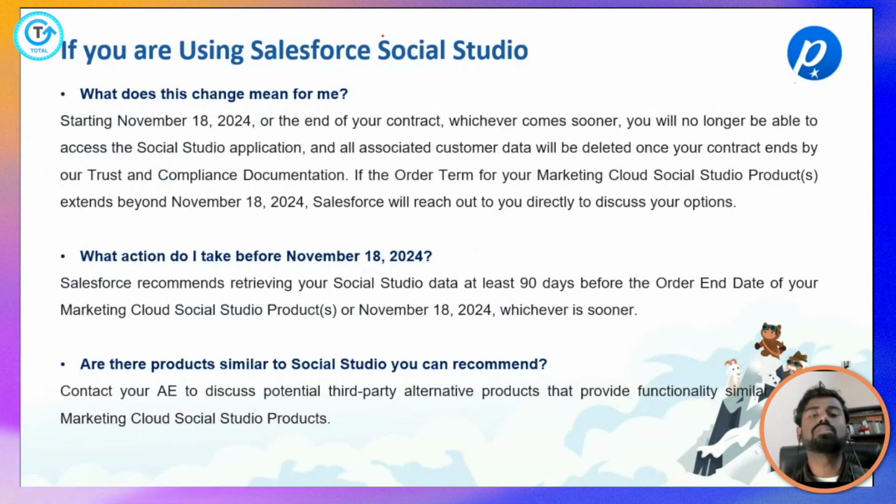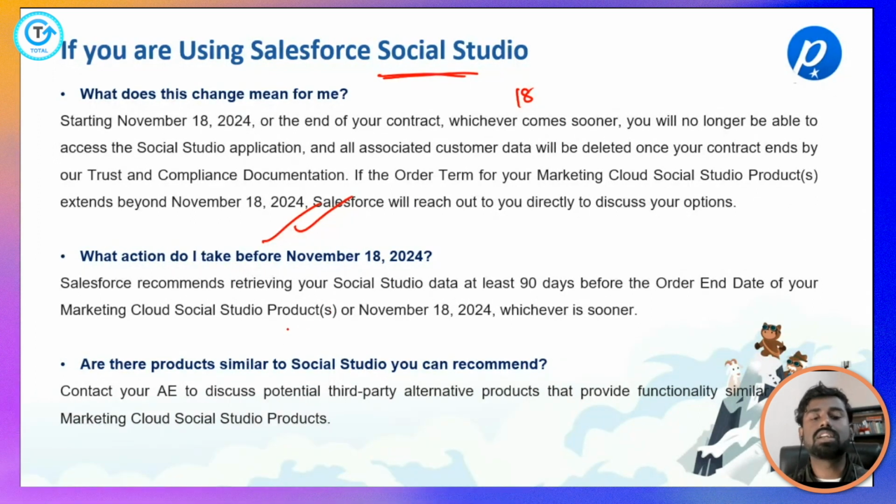So I told you about the Salesforce Marketing Cloud. Social Studio is going to be closed from 18th November 2024. You can take a screenshot of this if you want. So what does this change mean? It means it is going to be closed. If you have a license, it will expire, or it will be non-functional after 18th November.